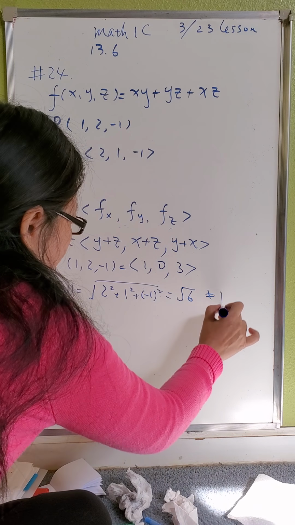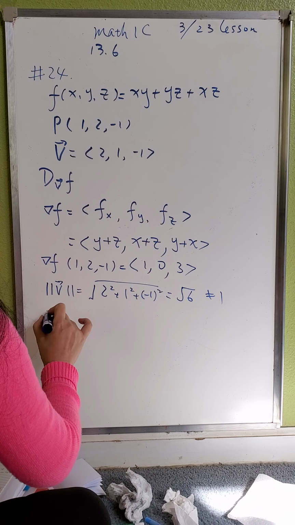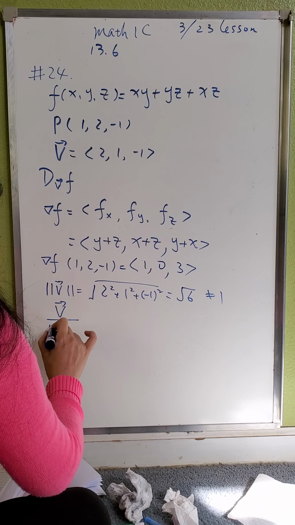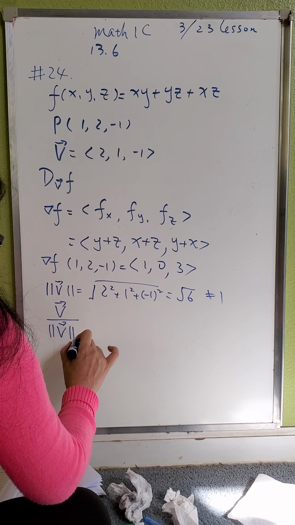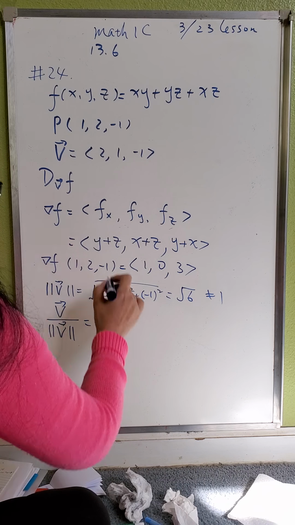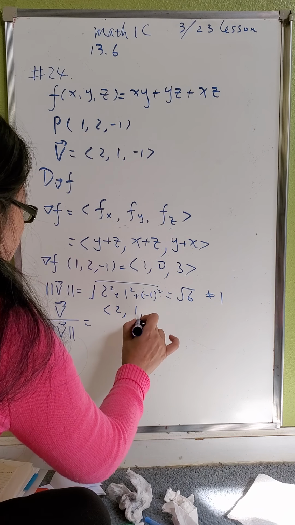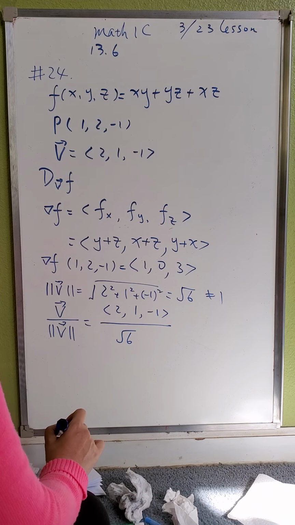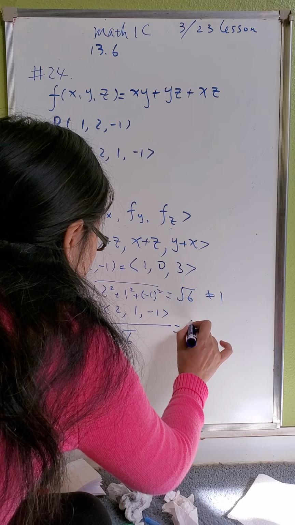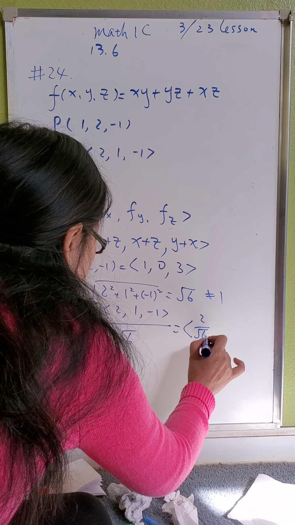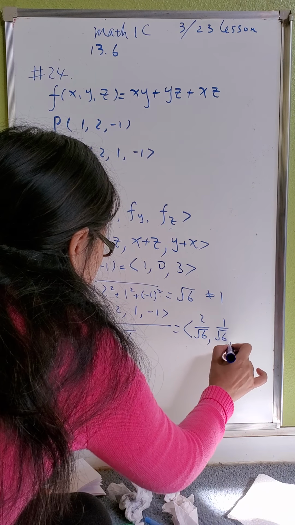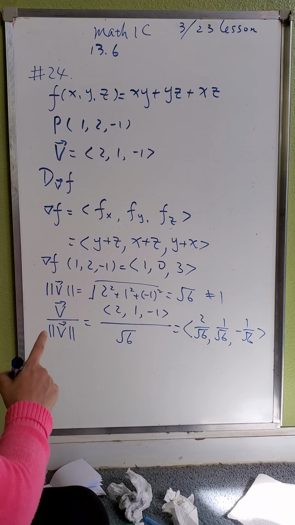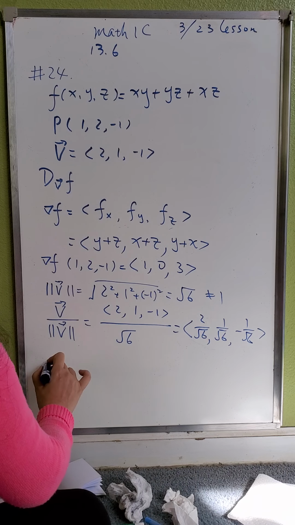This is not equal to 1, so that means you didn't normalize it, okay? To normalize it, just take the vector divided by the length of the vector. And that's equal to 2, 1, negative 1 over square root 6. And if you want, you can put it inside. So 2 over square root 6, 1 over square root 6, and negative 1 over square root 6. And then we're going to dot them together.